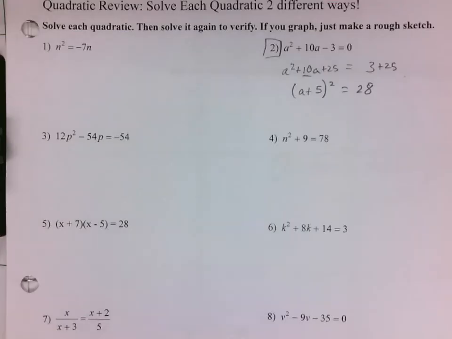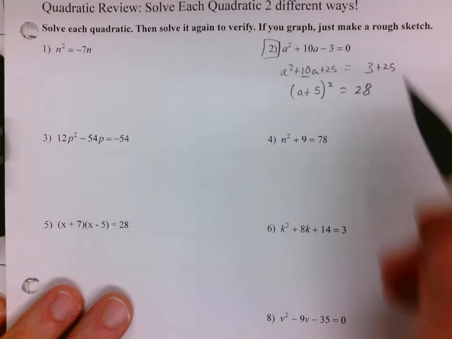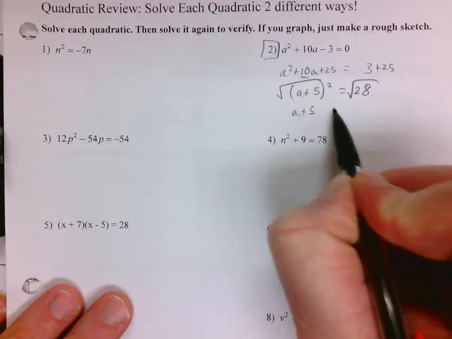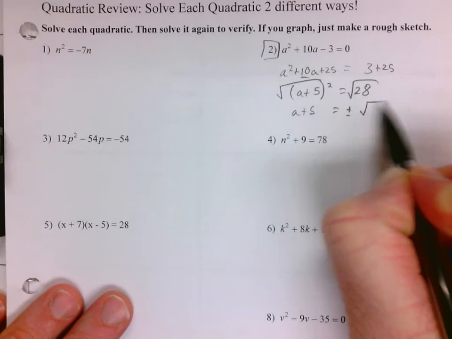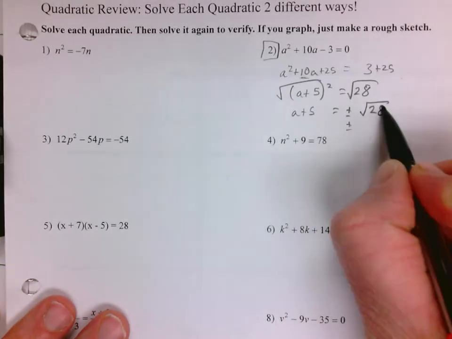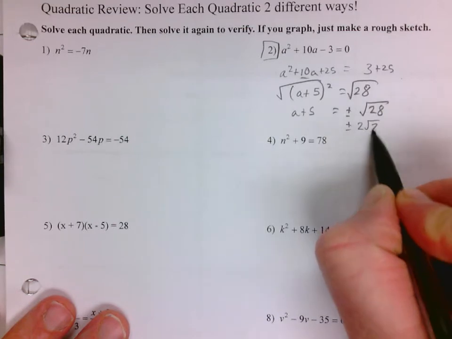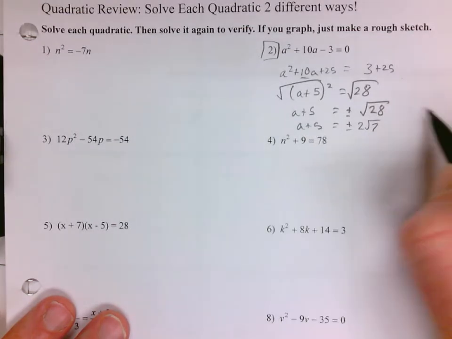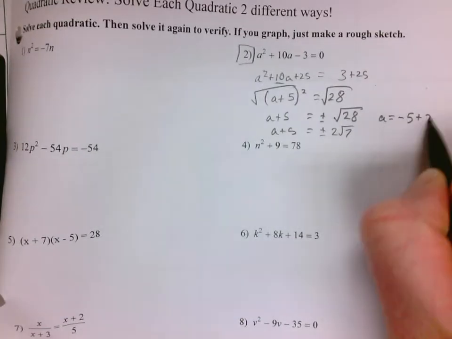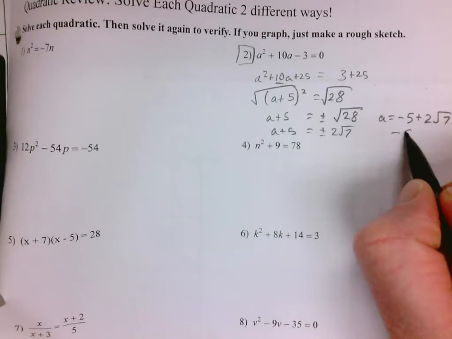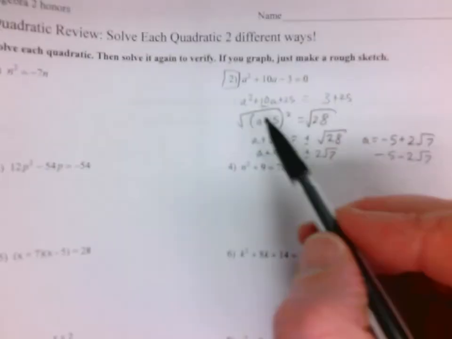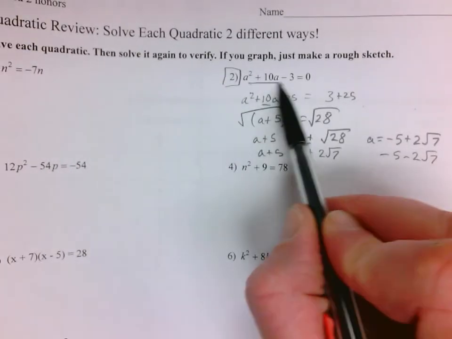Take the square root of both sides. A plus 5 equals the square root of 28, which is radical 4 times radical 7. So A equals negative 5 plus 2 radical 7, negative 5 minus 2 radical 7. The other method to do this would be the quadratic formula. I would suggest you do that for a second way.